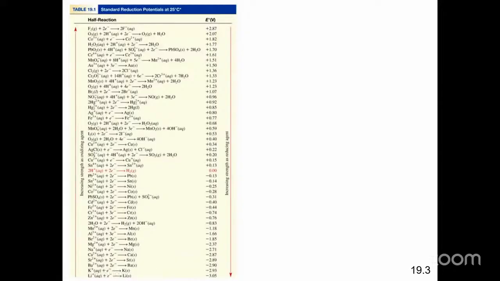So the first thing I'm going to say here is that the standard reduction potential is for the reaction as written, right? So for example, the first one, the reduction potential, which is 2.87, is for the reaction of fluorine plus 2 electrons to give 2 fluorides, right? So that's the first thing you need to be aware of.